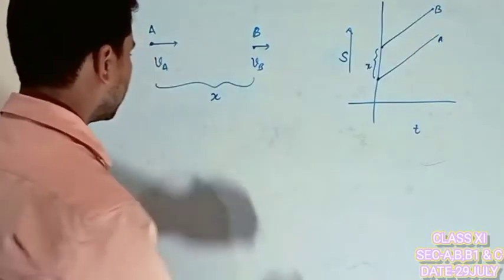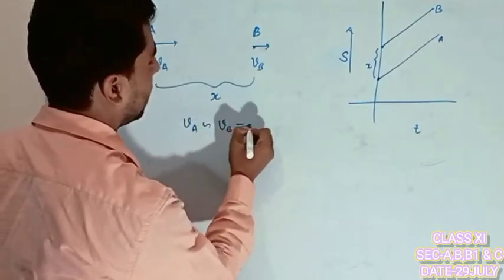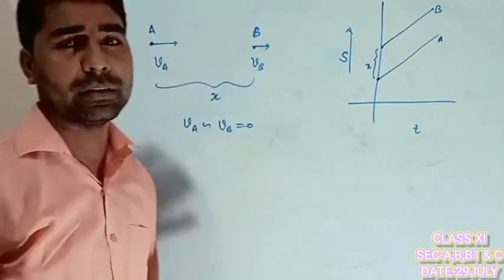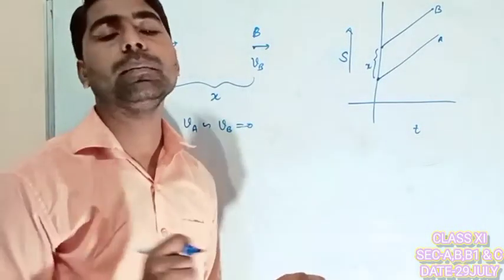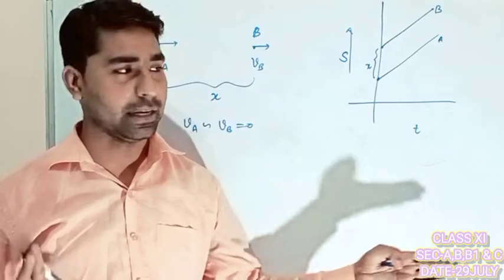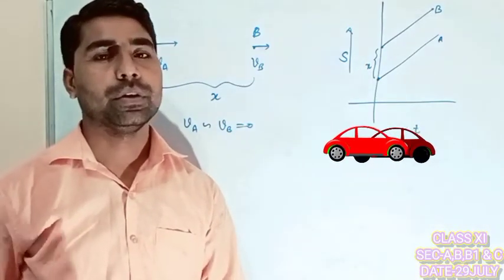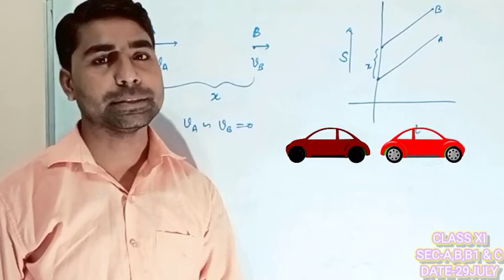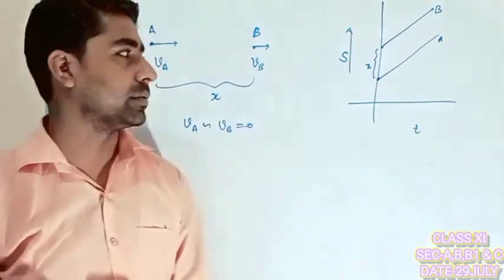That means VA minus VB will be 0. Very clear. Now, if objects A and B are both moving in opposite directions, like here, the two objects are moving in opposite directions. Now what will be the relative velocity here? Again, the definition is the same, the difference in the velocities.